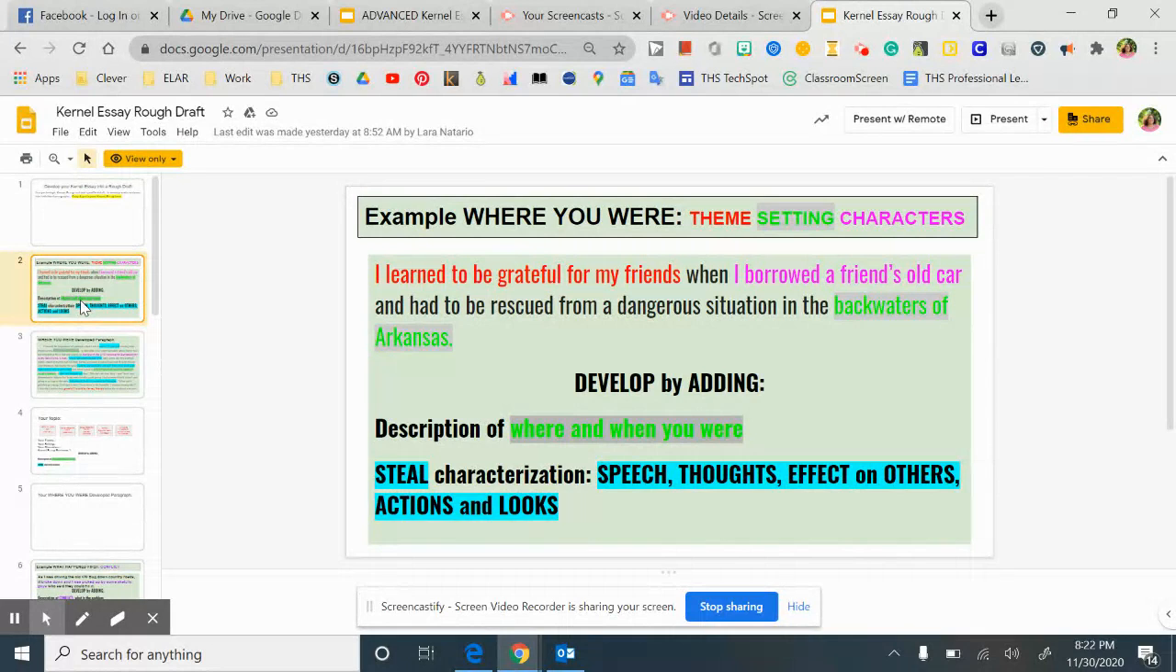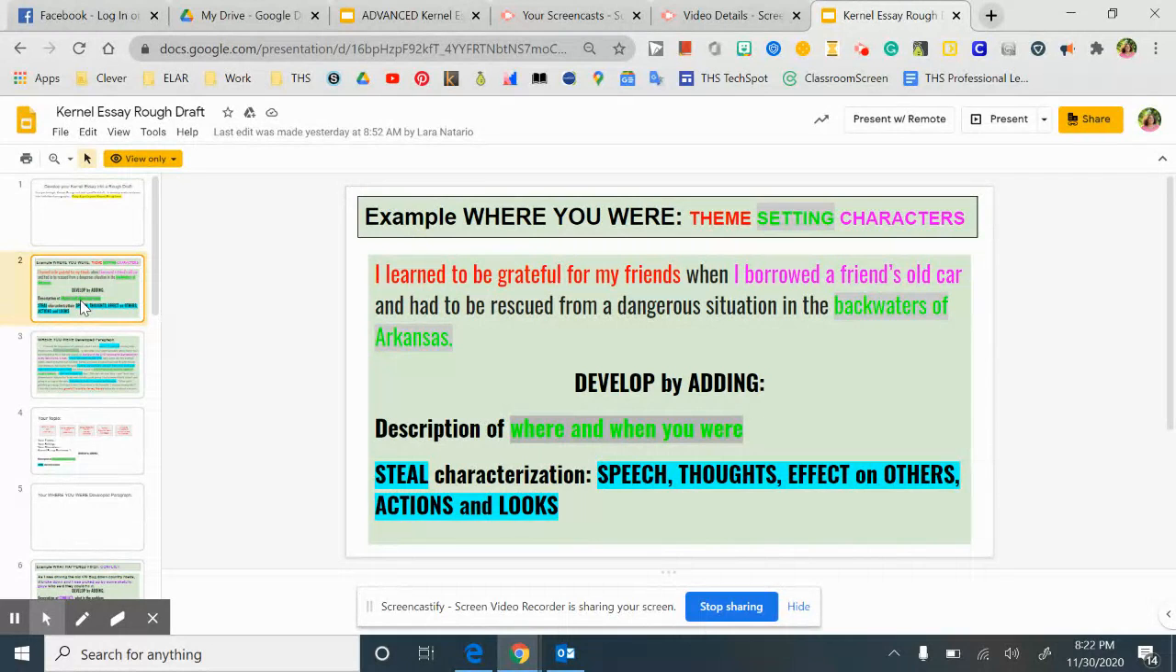The red, green, and pink all represent the different elements that were added into this sentence. Red representing theme, green representing the setting, and pink representing the characters. So I learned to be grateful for my friends when I borrowed a friend's old car and had to be rescued from a dangerous situation in the backwaters of Arkansas. Okay, so how are we going to develop this into a paragraph?